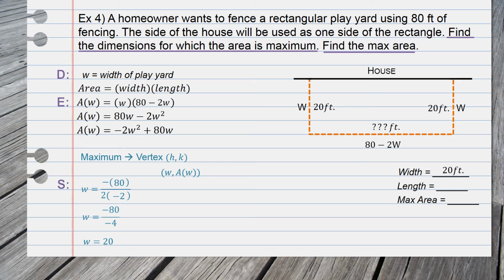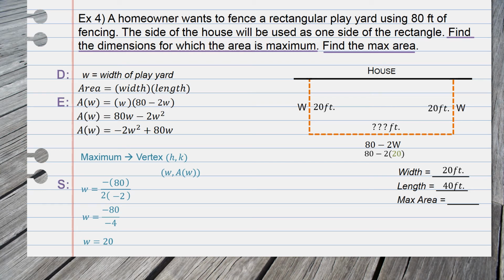But what about the length? Can you figure out the length? Yes, because 80 minus 2W, well, since we know W, we can now plug in a 20 for that. And when we simplify that, we find the length to equal what? 40 feet.